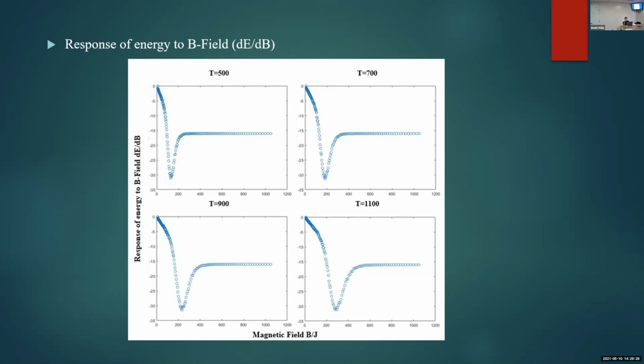As you see, after a threshold value, the derivative of energy stays constant, which means energy is linearly dependent on the magnetic field in large magnitudes. The minimum point of the plot is shifted toward larger magnetic fields by increasing the temperature. In low values of magnetic field, it is seen that the slope of the plot decreases at higher temperature.